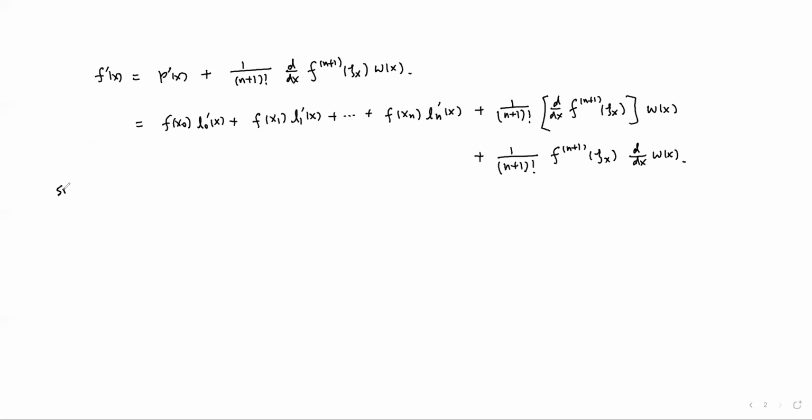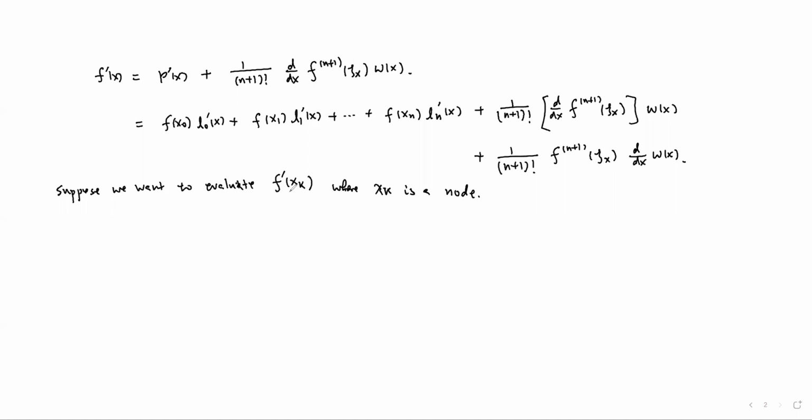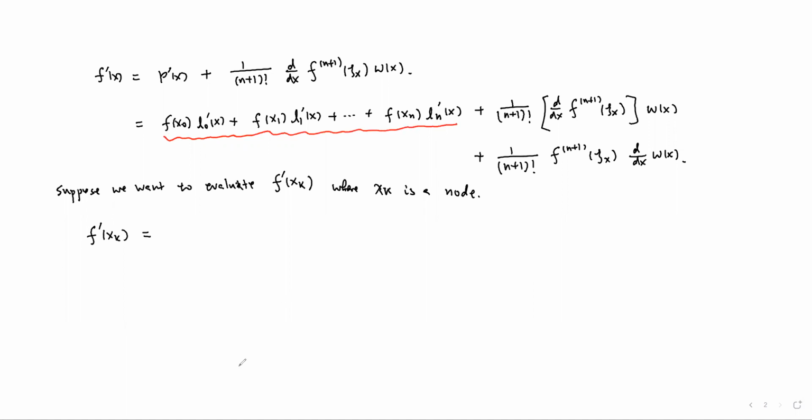Now suppose we want to evaluate the derivative at some node xk, where xk is one of these nodes. Then I plug in xk in this equation. Let me use sigma notation. This sum, let me write it in sigma notation.